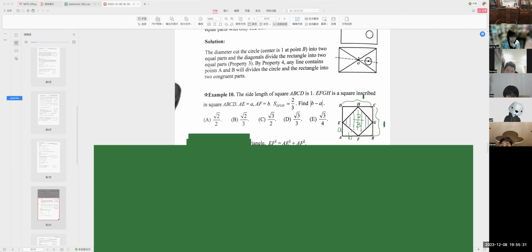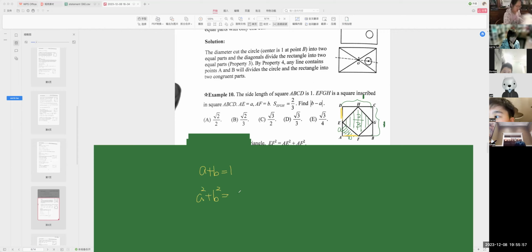Because this is an area, right? It's a right triangle, AEF. Let's take a look at this one. Do you get it? This is a right triangle. I need to change to a different color. So we know a plus b equals 1, because they're inscribed. So DE equals this one. We know that from the earlier question, right? And we also know that a squared plus b squared equals 2/3.